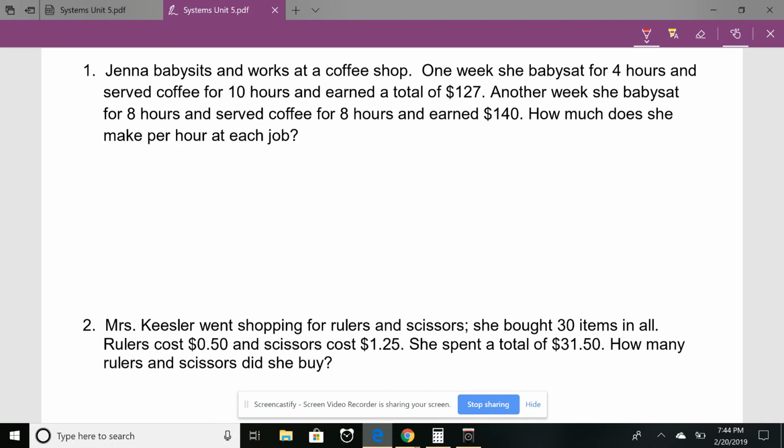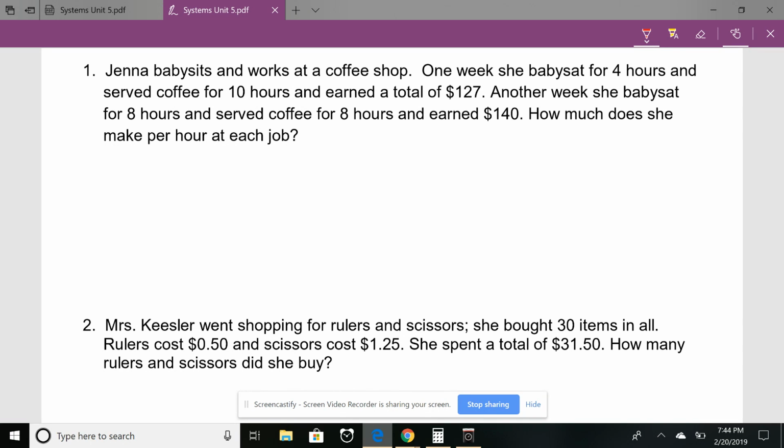All right, number one, it says Jenna babysits and works at a coffee shop. One week she babysat for 4 hours and served coffee for 10 hours and earned a total of $127. Another week she babysat for 8 hours and served coffee for 8 hours and earned $140. How much does she make per hour at each job?